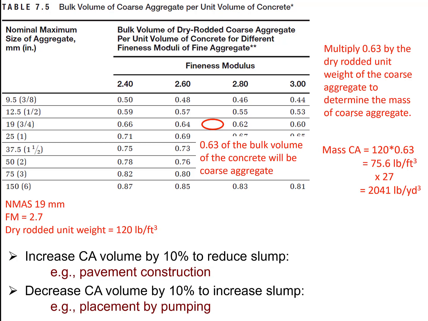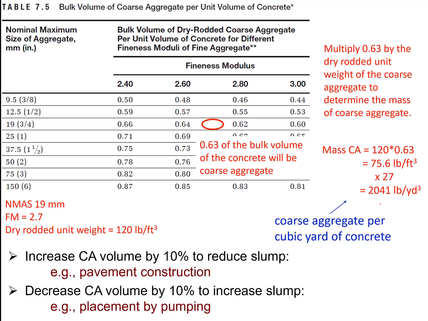Basically the mass of coarse aggregate will be the unit weight, which is 120, times the value we got from the table, 0.63. This should be equal to 75.6 pounds per cubic foot. And if you convert it to per cubic yard, then it's 2041. So this is the mass of coarse aggregate per cubic yard of concrete.